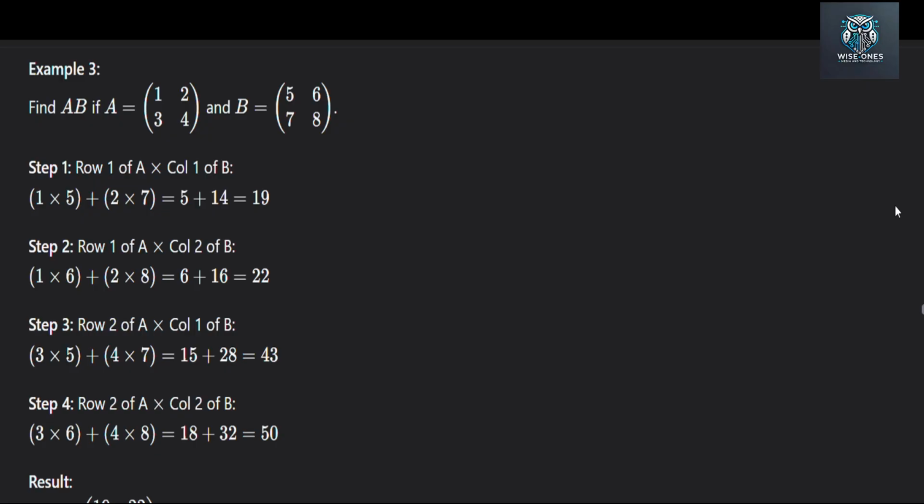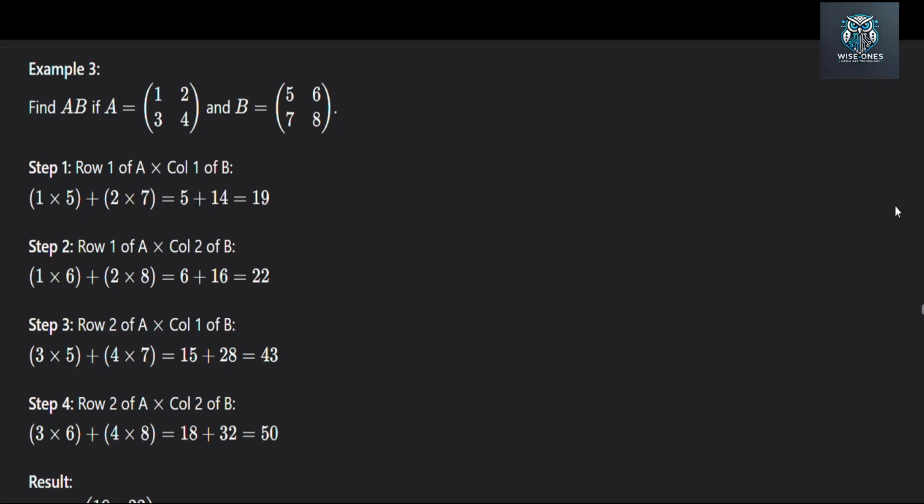Step 2. Row 1 of A times column 2 of B. Row 1 of A is 1, 2. Column 2 of B is 6, 8. Multiply first elements. 1 times 6 equals 6. Multiply second elements. 2 times 8 equals 16. Add them. 6 plus 16 equals 22. This goes in the top right of our answer.